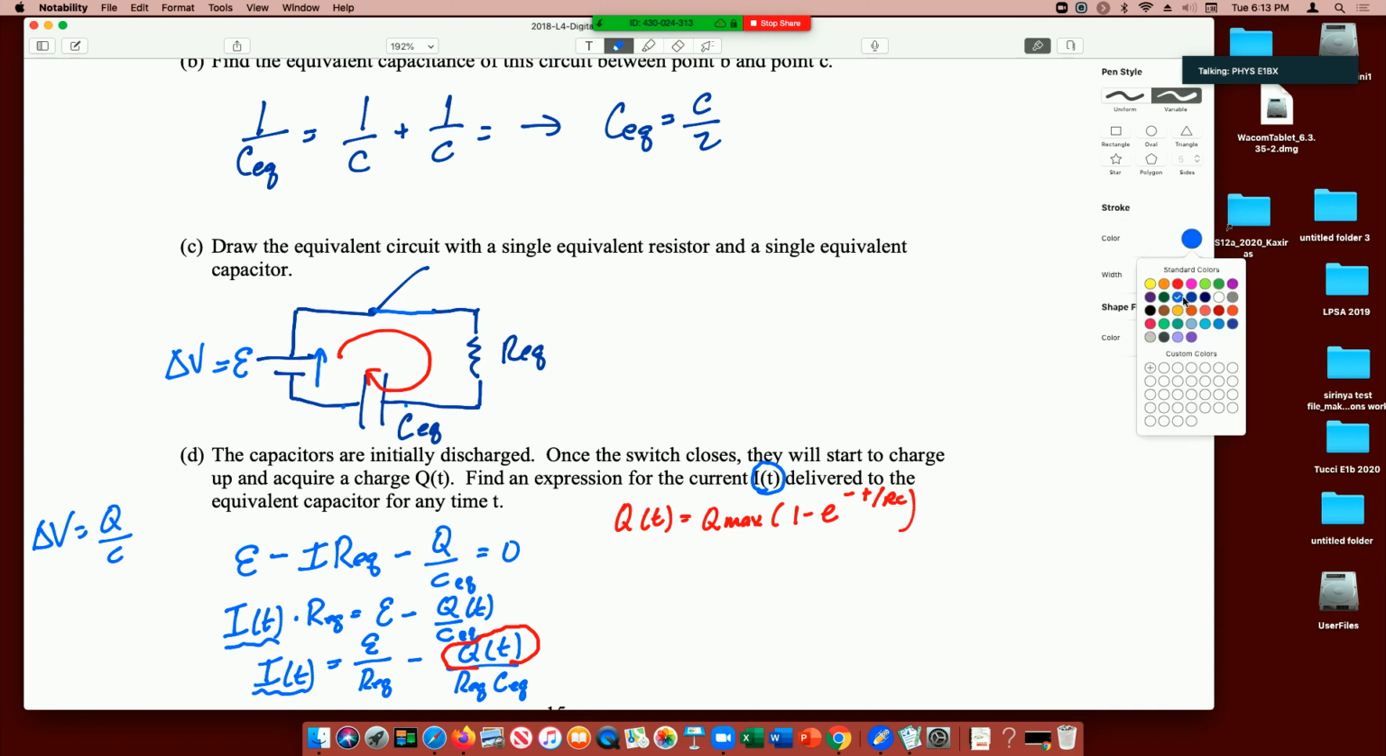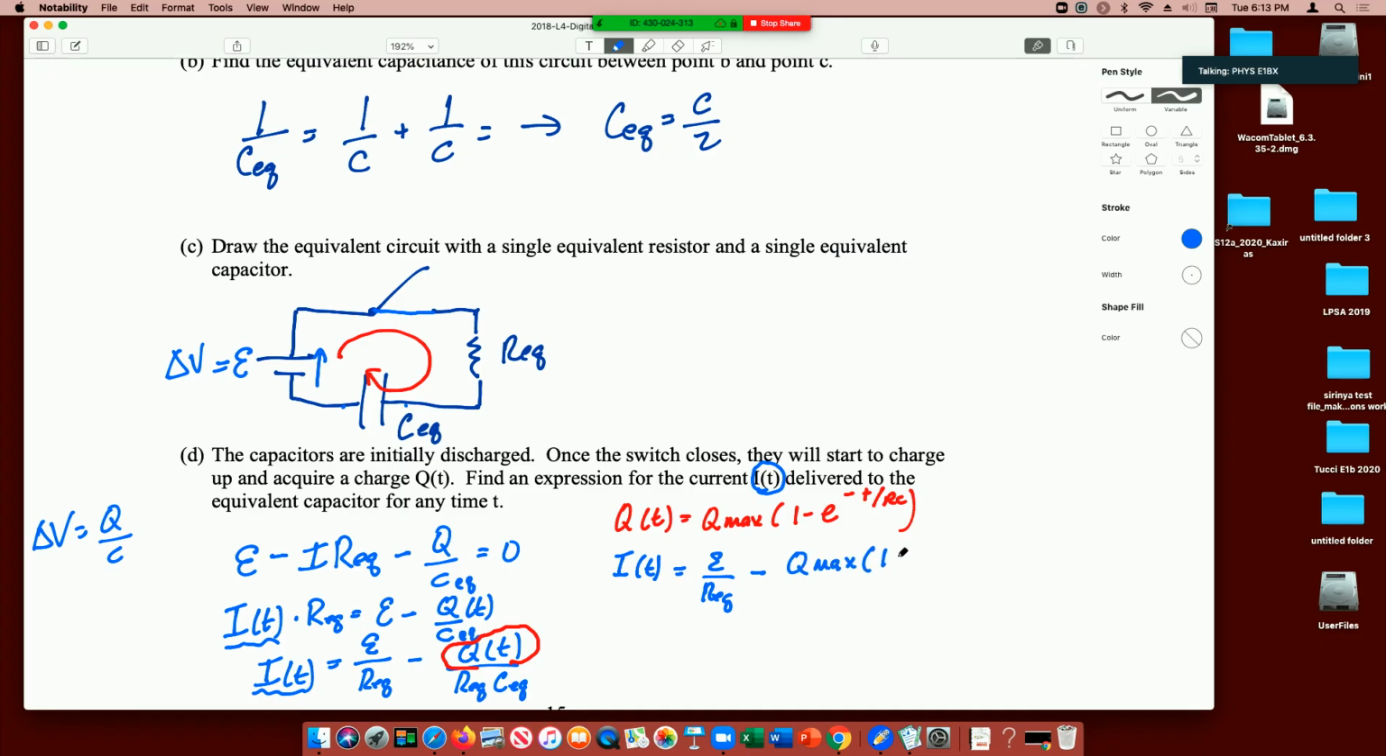So all I have to do is substitute that equation into this. Let's go ahead and do that. I as a function of t equals the EMF over R equivalent minus Q max times 1 minus e to the minus t.